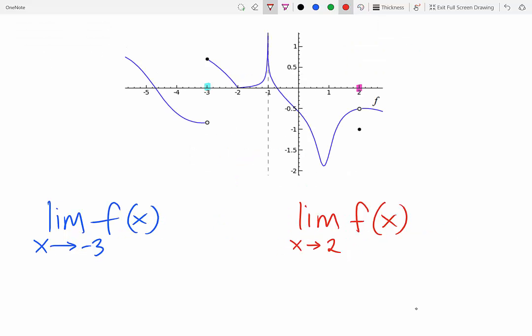If you would like more practice trying to determine a limit based on a graph and when a limit exists versus when it doesn't exist, try figuring out these two limits as x approaches -3 and x approaches +2 of this function f of x.